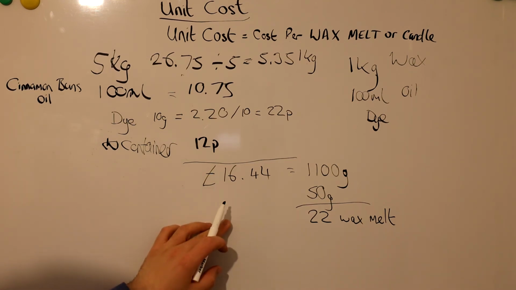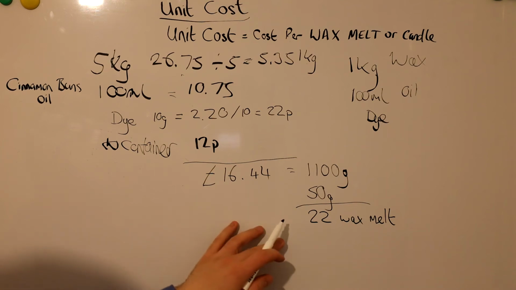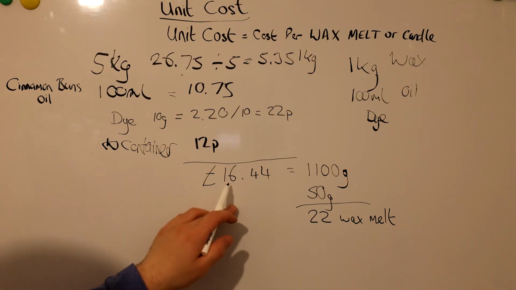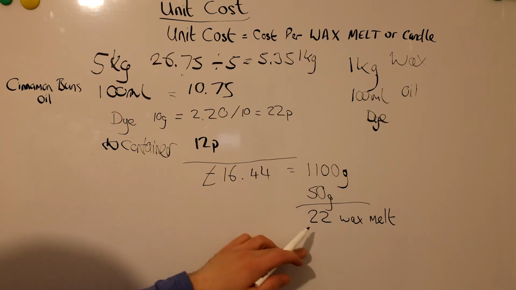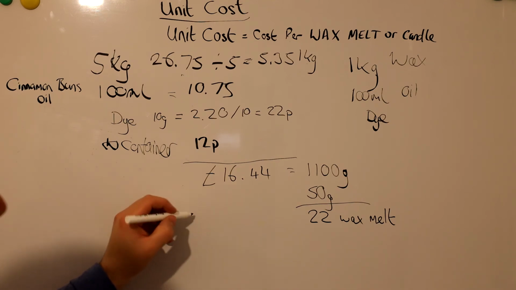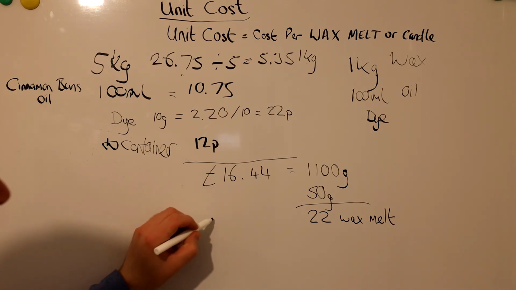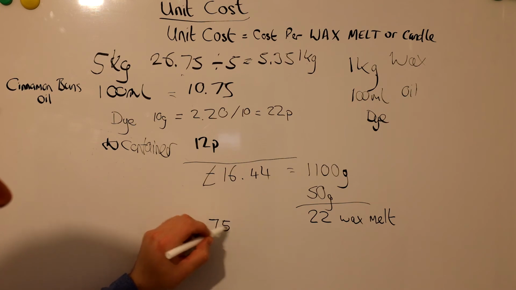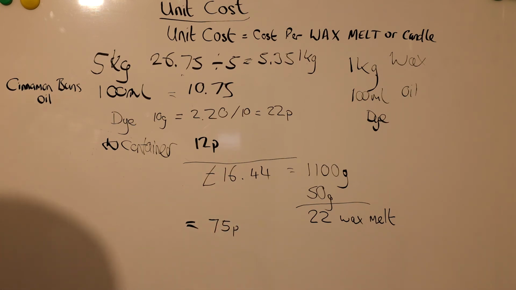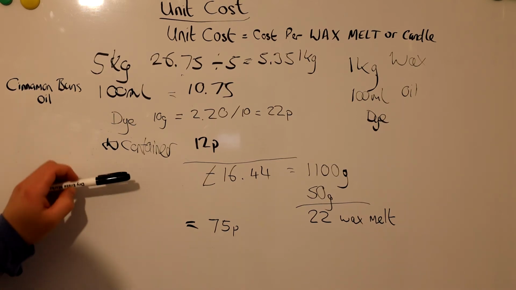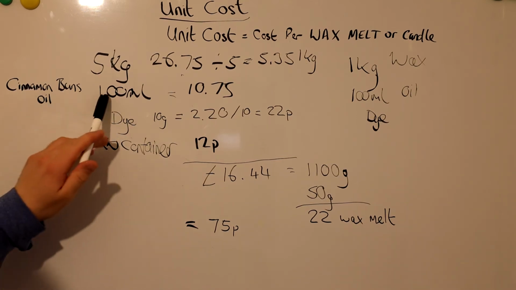Now how to work out the cost per unit, well now that's the easy part, because it's 16.44 divided by 22, which equals, I'm going to double check that on the calculator, that equals 74p. We'll round up because it was a decimal place, so it would be 75p. 75p for a wax melt of 50 grams. Now that's just using a very small fragrance oil.